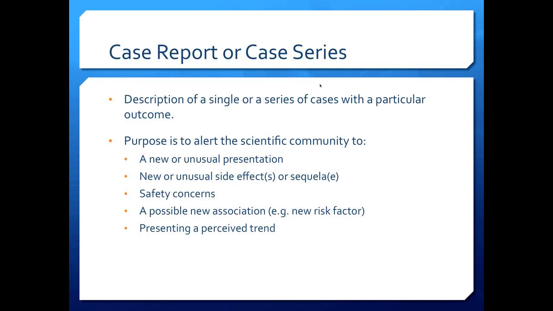Case reports and case series are a description of a single or set of cases with a specific outcome. A case series, the set of cases, has some common factor to them. These simple descriptions are meant to alert the scientific community of new presentations, new side effects or risk factors, possible safety concerns, and perhaps even suggest the beginning of a trend. In order to be published, there must be something new or atypical about the case.